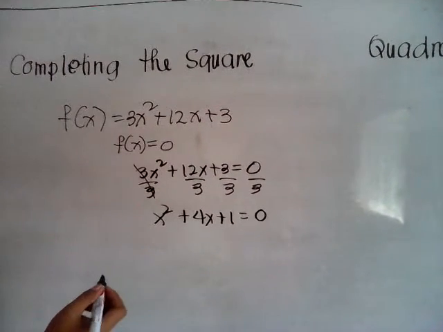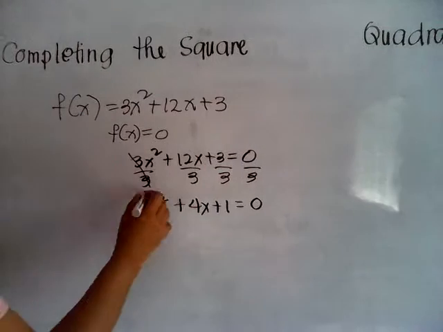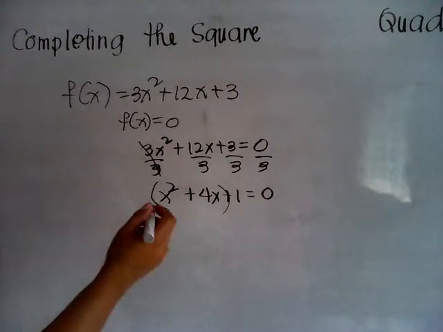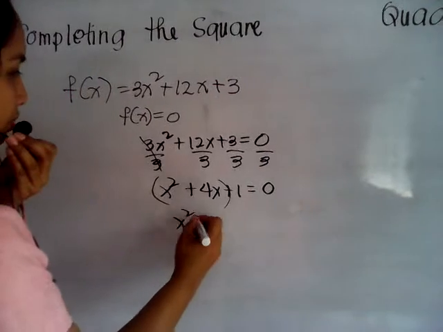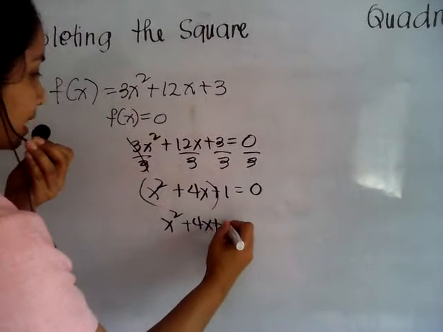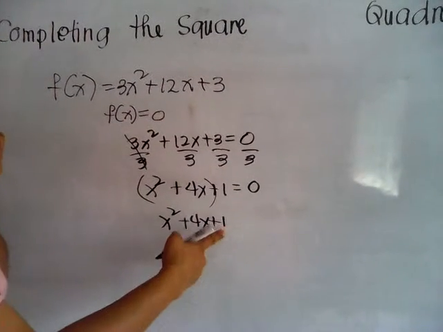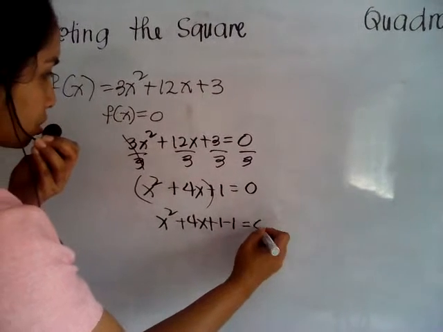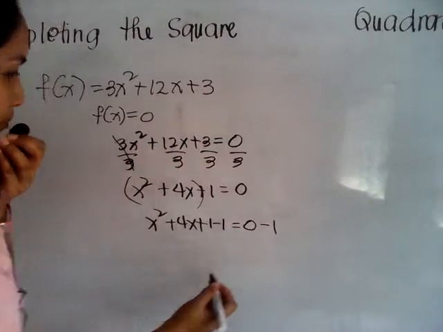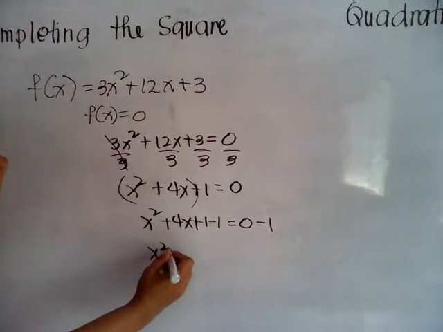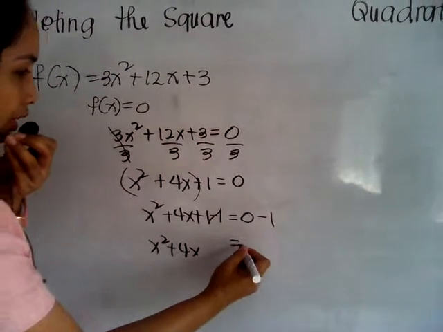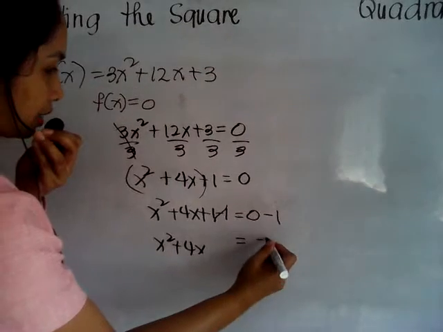And then you have to group the terms containing x, and use the additive inverse of equality. We have x squared plus 4x plus 1. We need to eliminate 1 on the left side. Therefore, we have to add negative 1 to both sides: equals 0 minus 1. And then we have x squared plus 4x. 1 minus 1 is 0. We have 0 minus 1, negative 1.